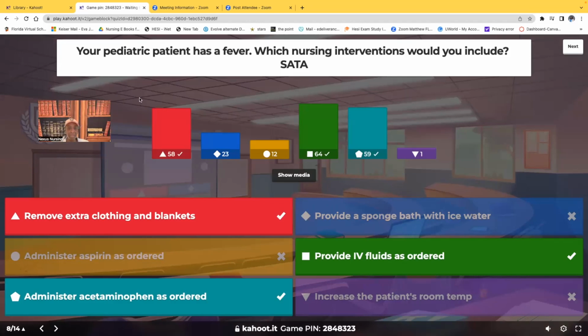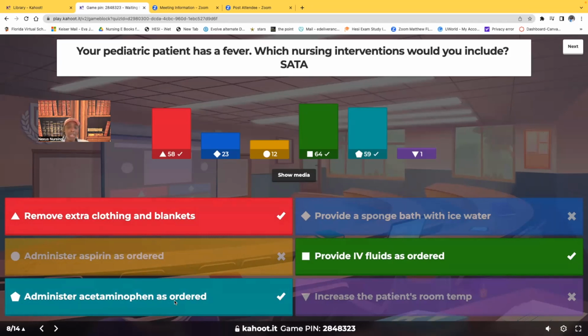Okay. Let's talk about this. Let's go through them one by one. Your pediatric patient has a fever. Their temperature is already high. So we want to remove extra blankets and clothing. Correct. We're going to want to give them IV fluids because as that temperature goes up, they're going to be losing what? Fluids, right? We don't want them dehydrated. Yep, we're going to give them IV fluids as ordered. And yes, we're going to administer acetaminophen. Acetaminophen, that's Tylenol. You're going to give that as ordered.